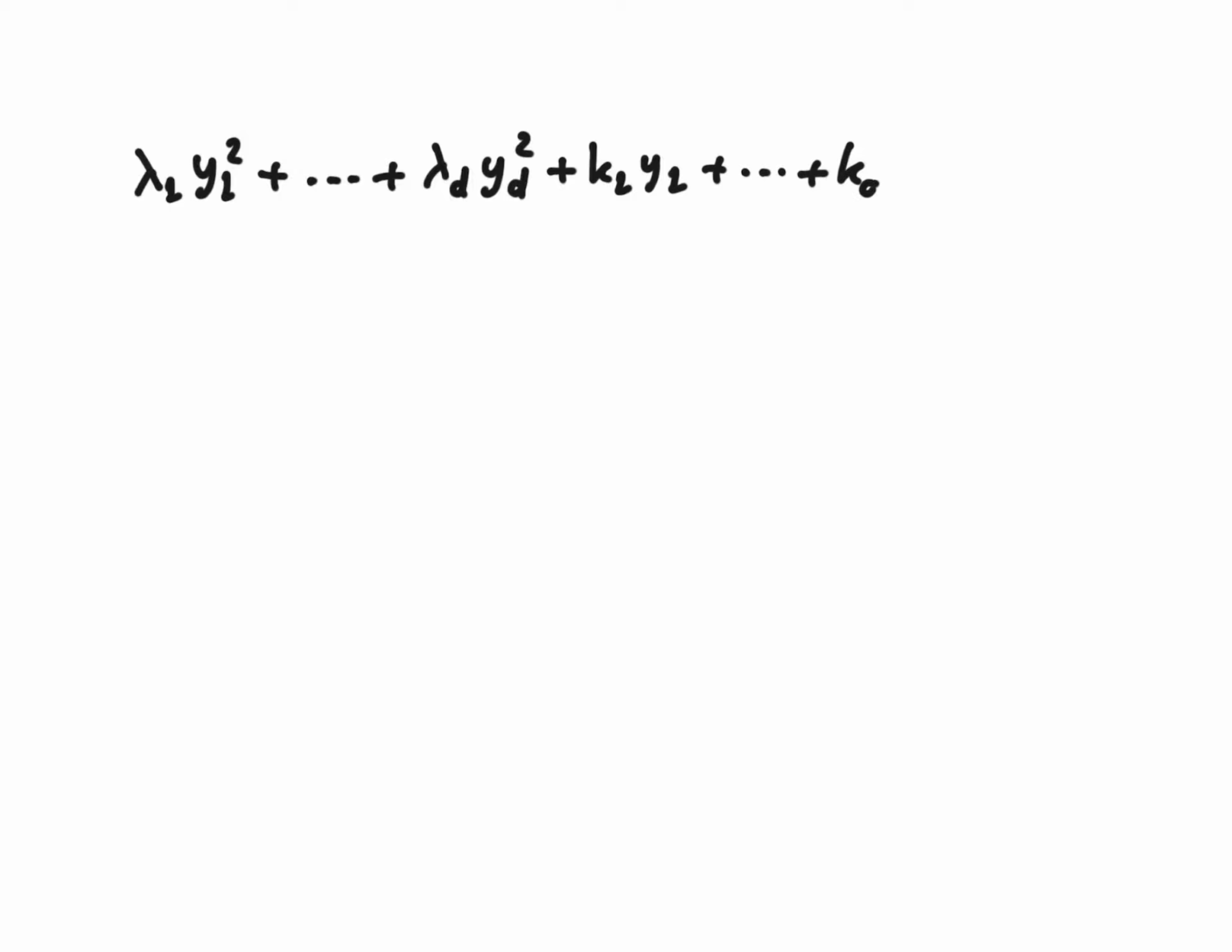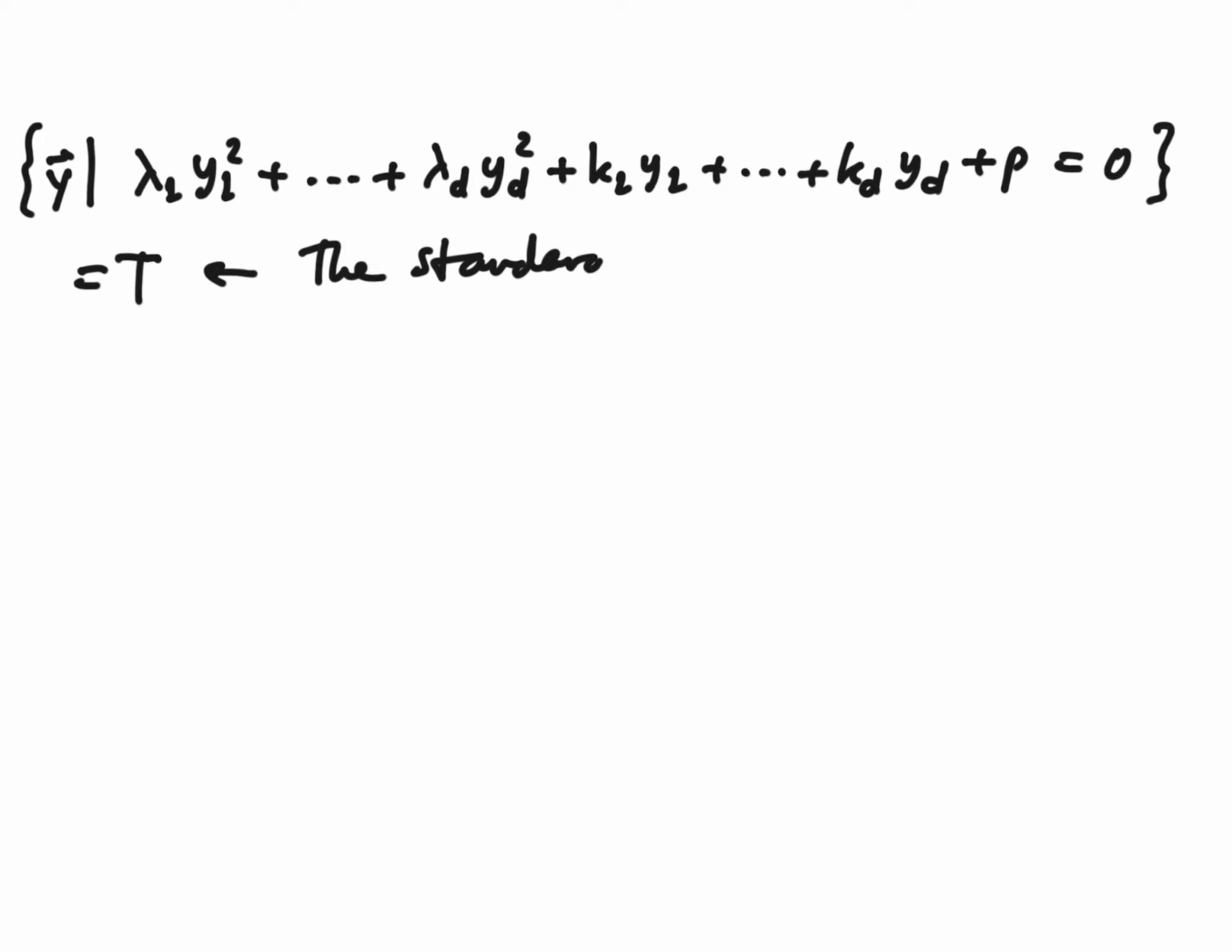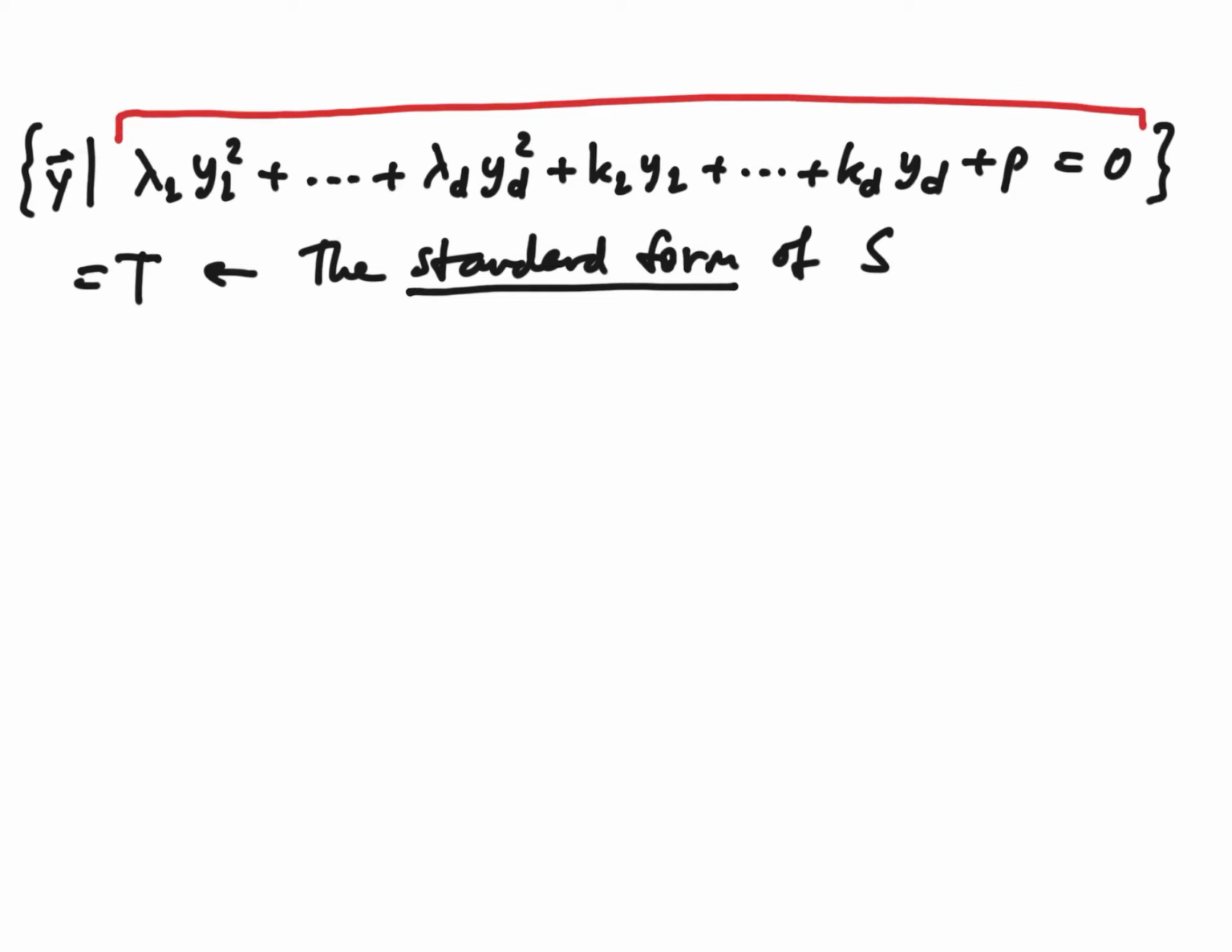No cross terms. So our quadratic equation now will look something like this. It has lambda 1 y1 squared up to lambda d yd squared. Then it will have k1 y1 up to k sub d y sub d, and then plus p equals 0. And we're just considering the set of all y in space that satisfy that. That's the T. So let's call this T the standard form of the original set S. If we understand the geometry of T, we understand how that looks, then we also understand how S looks, because S is just a rotated image of T. So from now on, we're just going to devote ourselves to understanding the solution set of this equation.